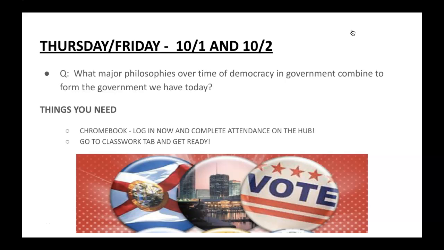What major philosophies over time in a democracy combine to form today's government? So in other words, we're going to look at the different things that contributed throughout history to the modern democratic state. So what I'd like to do with you is take you through a brief crash course, so to speak, to brief you on some of the major happenings that have happened to give us American democracy today.